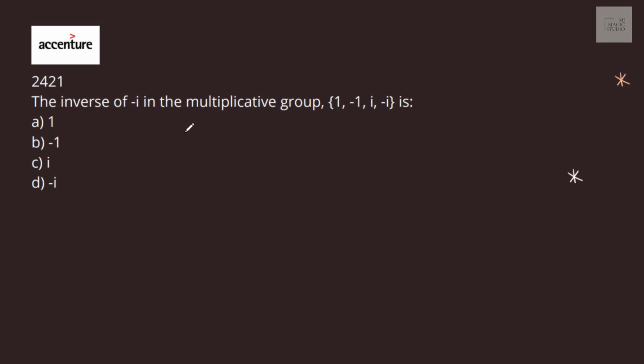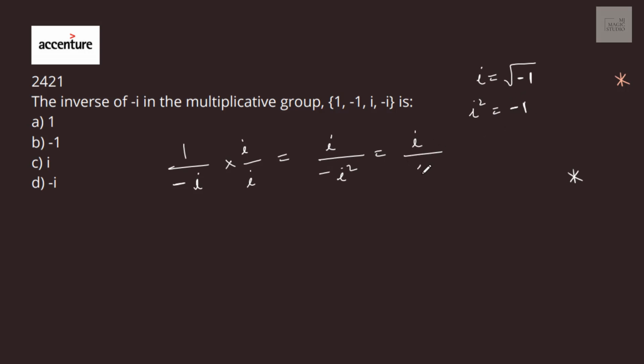The inverse of minus i in the multiplicative group is, first of all, i is equal to root over minus 1. So i square is minus 1. I need 1 upon minus i. If I multiply this by i and rationalize, I'll get i upon minus i square. i square is minus 1. So it would be i upon minus into minus 1 is 1. So that would be equal to i. So the inverse of minus i in this group should be i, and that features in option C.